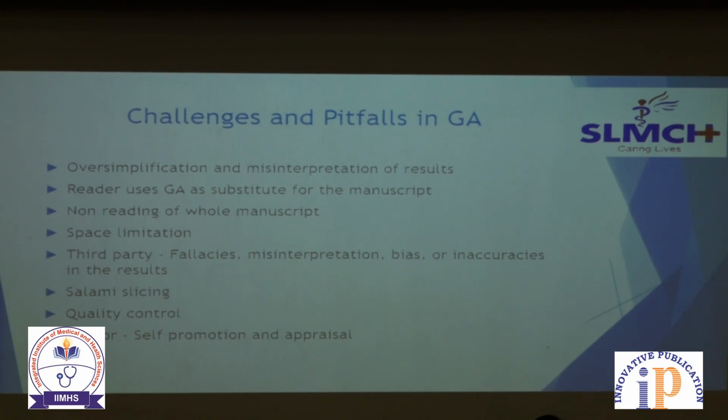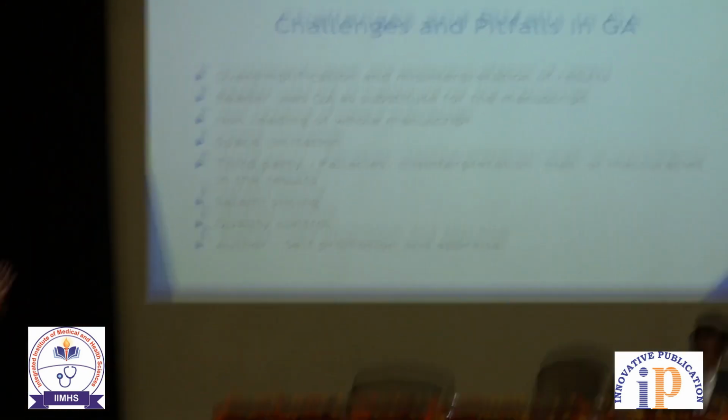And when we give the graphical abstract to be created by a third party, definitely salami slicing is possible, and quality control. Definitely we should look into quality control, which will play a major role while disseminating in social media. And the last one is that author self-promotion and appraisal should not be done in a graphical abstract.